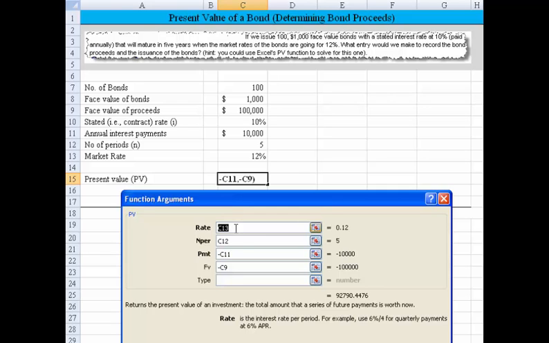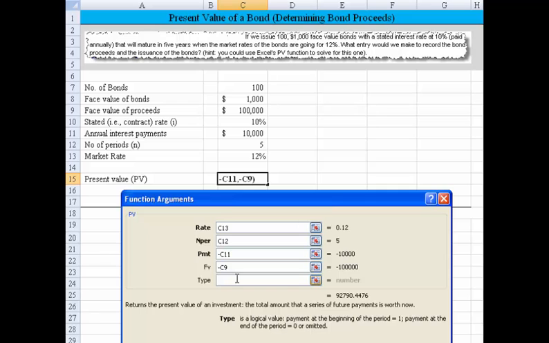We use the market rate. The number of periods is 5, coming from C12. We make the payment negative just so the answer comes back positive. Keep in mind that present value and future value functions, as well as how a calculator works, whether we're using Excel or a calculator, assume that outflows appear as negative and inflows appear as positive. So if we're issuing the bond, we would have to give up the $10,000 payments and then give up the $100,000 in the future. That's why they're negative here.